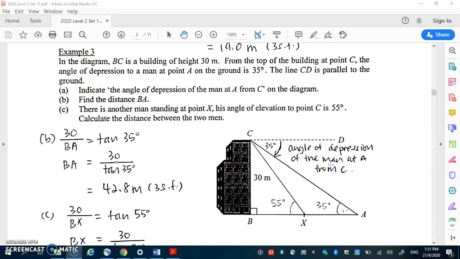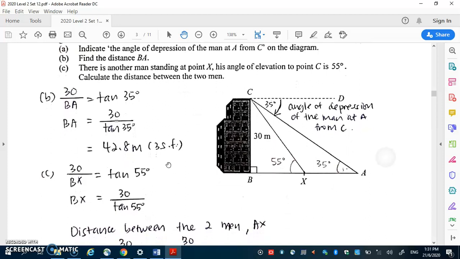Okay, part B, find the distance BA. BA is over here. So you're looking at this big right angle triangle here, right? BAC. And you know that BC is 30 meters because height of the building is 30 meters. Angle here is 35. So tangent 35 equals to opposite over BA. And then you solve for BA. 30 over BA equals to tangent 35. Therefore, BA equals to 30 divided by tangent 35. Answer is 42.844. Okay, so to 3SF it's 42.8.